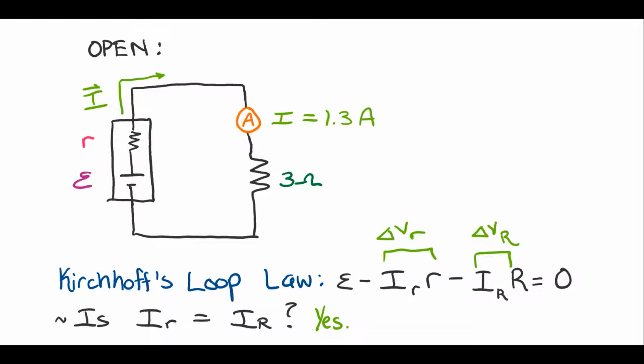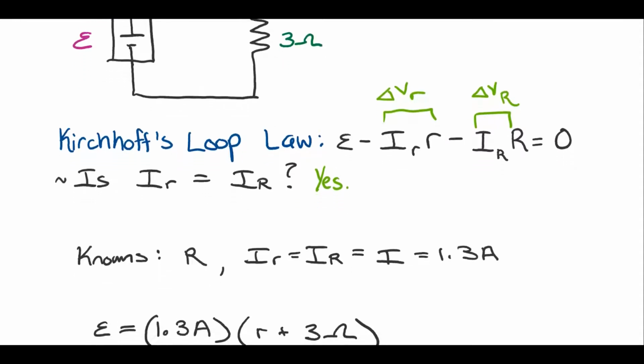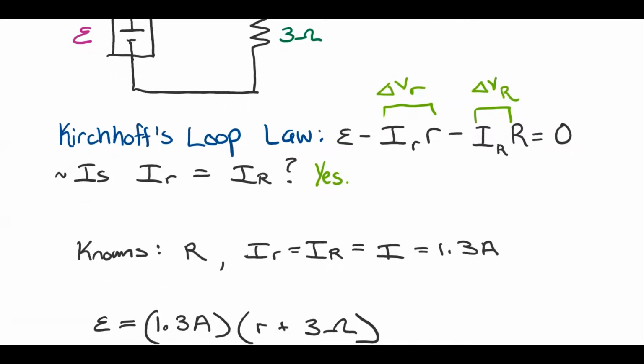All right, so let's look back at Kirchhoff's loop law. The things that we know and can plug into this equation are our big R value, that's 3 ohms, and we know that all the current values are the same, they're 1.3 amps. So rearranging and combining terms from the loop law, we then can get an expression in terms of EMF and little r as shown here. Now, we have two unknowns still in this one equation, so we need another equation in order to be able to solve for those two variables.